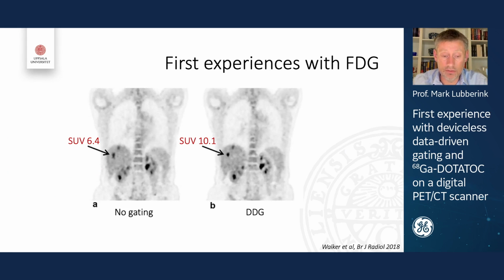And this is actually one of the first patient images that was made with this technique. On the left-hand side, you see the image without gating. On the right-hand side, the image with data-driven gating, and as you can see, the smeared out lesion on the left-hand side in the liver looks much better on the right hand side, and we see an increase in standardized uptake value of almost 50% in this case.